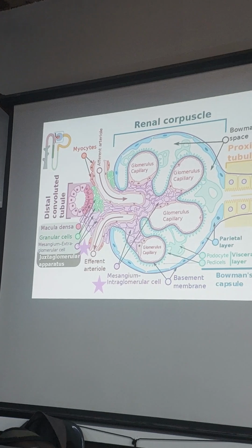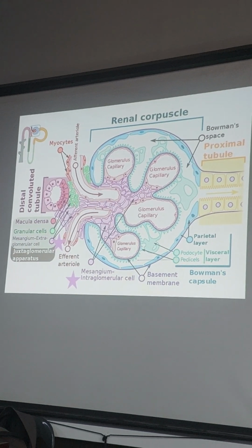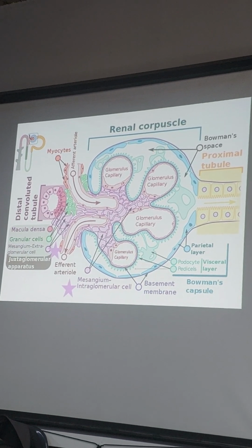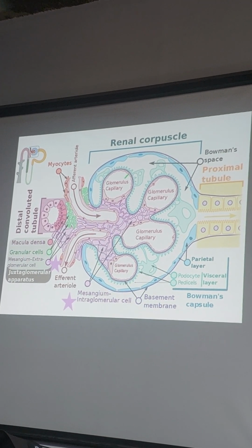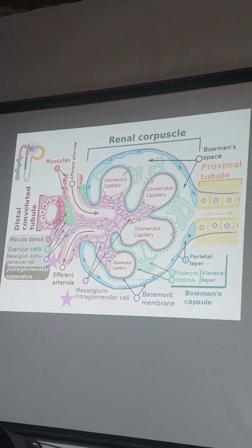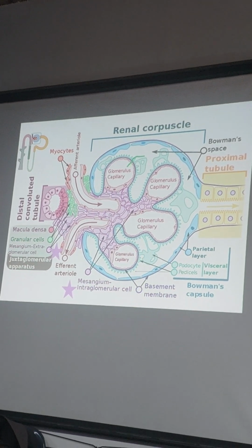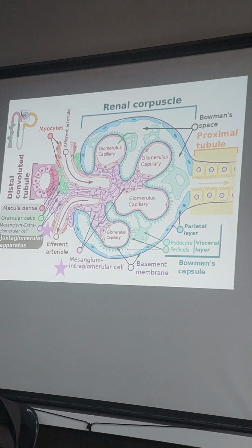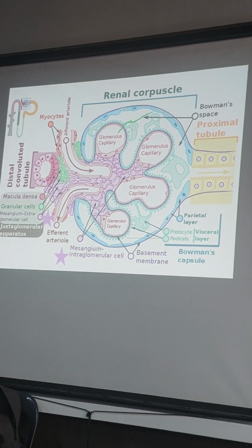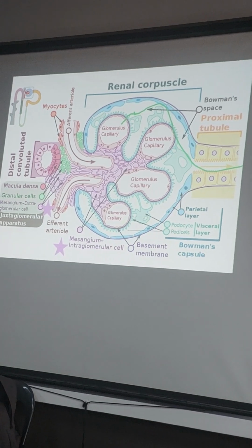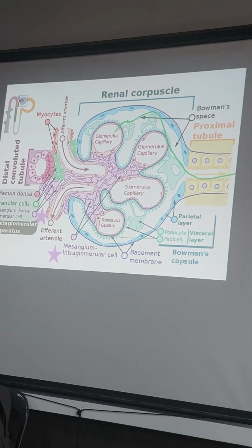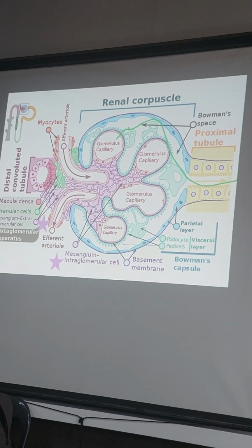Okay? So here is the filtration barrier. You have, again, capillary endothelium, fenestrations, GBM, and then finally, from the urinary space, it enters the proximal tubule. Okay? All right. Now, there's one last thing that we'll talk about with the glom.